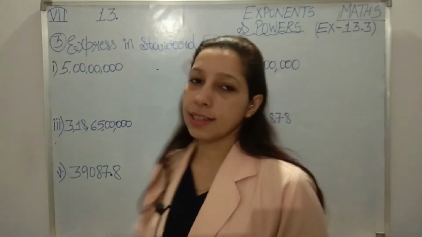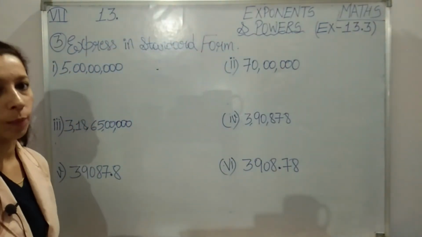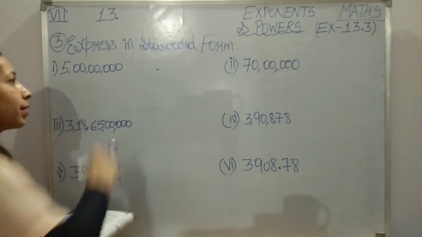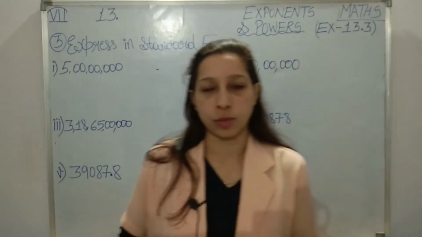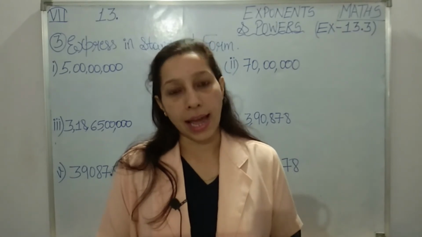So students, let us see the third question. Third question is express the following numbers in standard form. Before explaining how to write these numbers in standard form, do one thing. Take out page number 262 in your textbook. Page 262. There, underline from the second line, students.